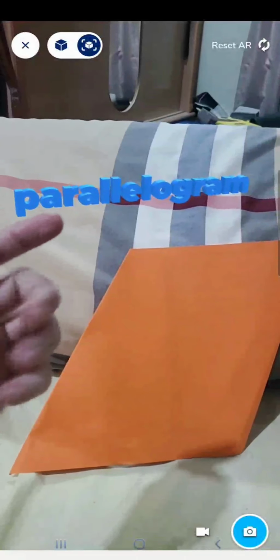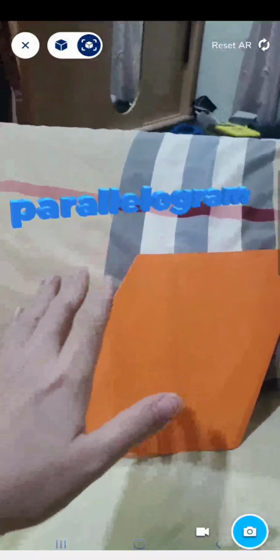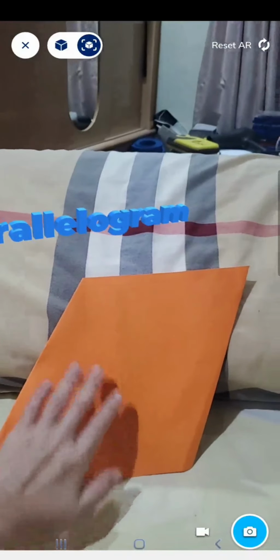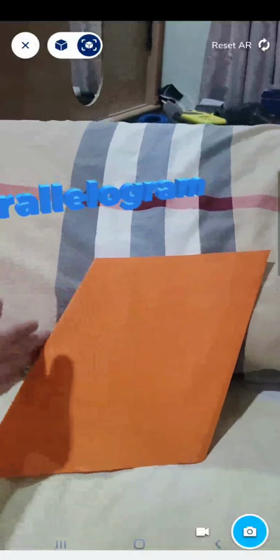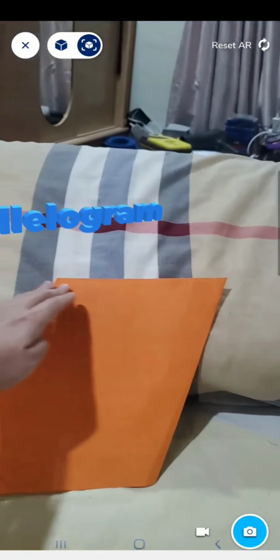Okay, the name of this shape is a bit long, but don't worry, you follow teacher and try to read. Parallelogram. Again, parallelogram. So combine it together, parallelogram. Okay, so parallelogram is a shape that looks like this. You have 2 sides like this, and then you have another 2 sides like this. So this is parallelogram.